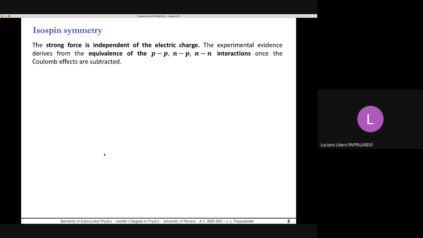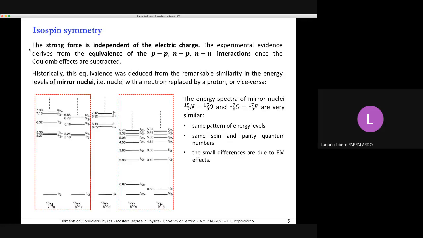So the strong force, as you know, is independent of the electric charge. And experimental evidence derives from the equivalence of the proton-proton, neutron-proton, and neutron-neutron interactions once all the Coulomb effects are subtracted or corrected for. Historically, this equivalence was deduced from the remarkable similarity of the energy levels of the so-called mirror nuclei, which are nuclei with a neutron replaced by a proton or vice versa. So let me give you some examples here.